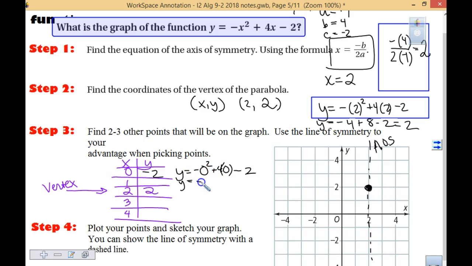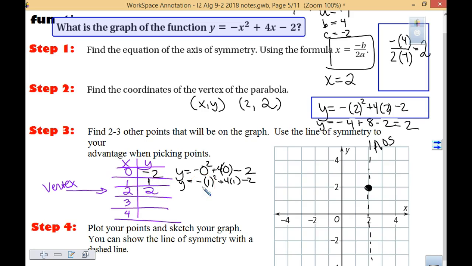We're going to put negative, then we're going to have in this case, what are we substituting in? 1 squared plus 4 times 1 minus 2. This will give us negative 1 plus 4. Subtracting 2, we should get positive 1.